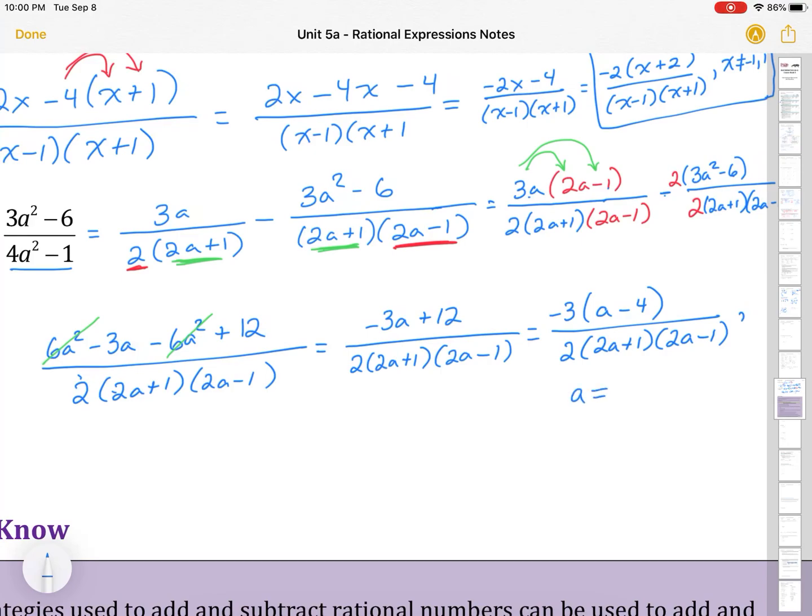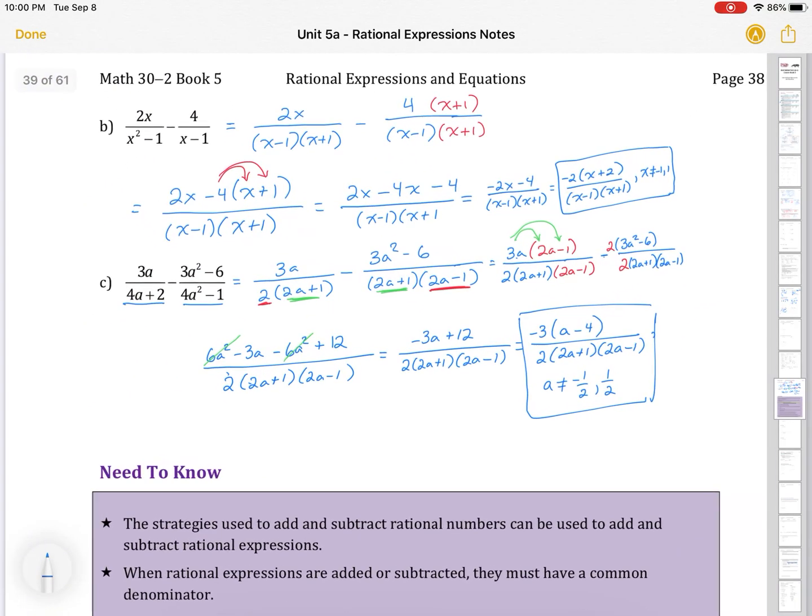And then our non-permissible values: a cannot equal negative 1/2, and it can't equal positive 1/2, because that's the only variable on the bottom. Okay, again, that C is probably the more challenging one because you have to do more work because you can factor both denominators, so you really have to account for them. But it really is using the same rules that we use with fractions.